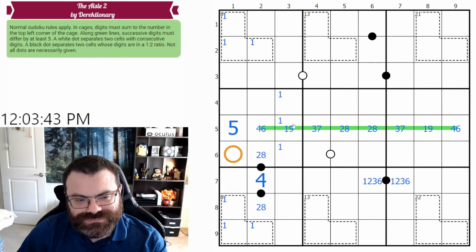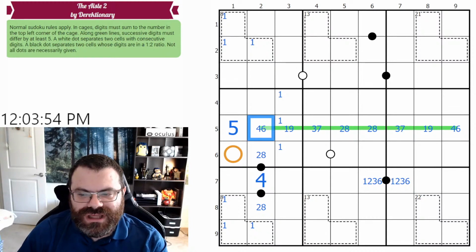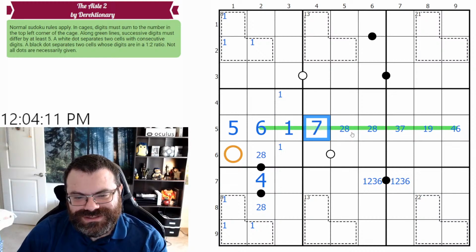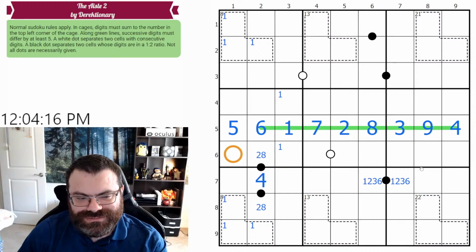Let's see here. This 4 does look up. That resolves this completely. So this is going to be 4, 9. I was right. 3, 8, 2, 7, 1, 4. Wait, I did that completely wrong from the start. 6, 1, 7, 2, 8, 3, 9, 4. All right.